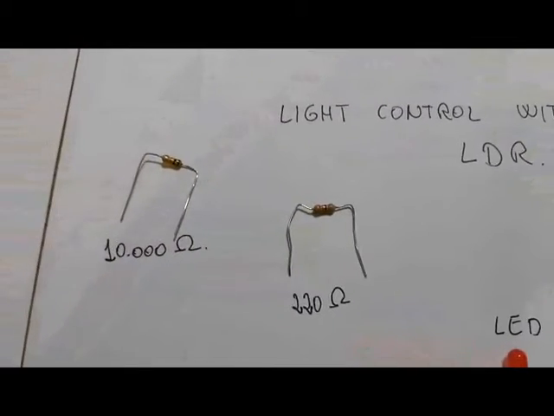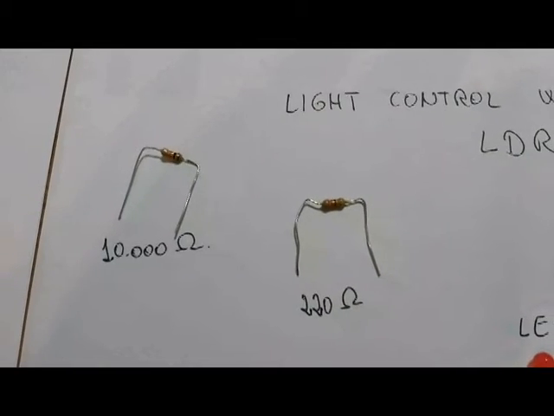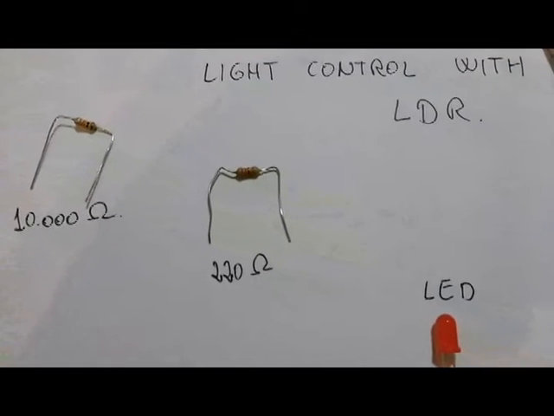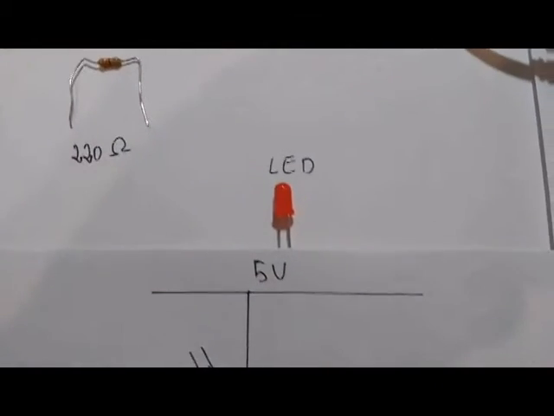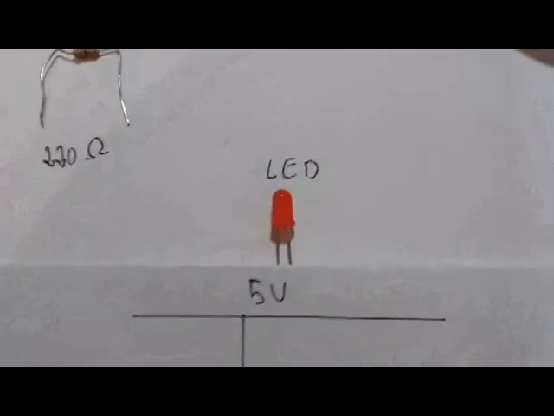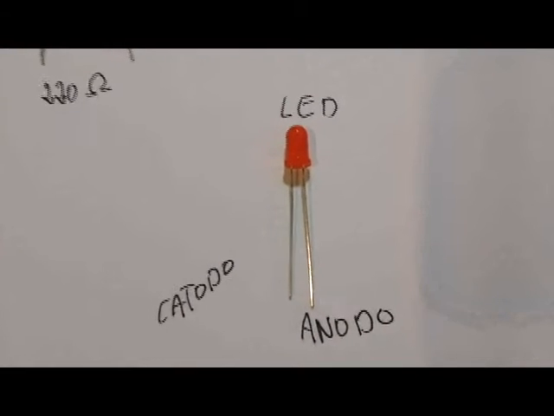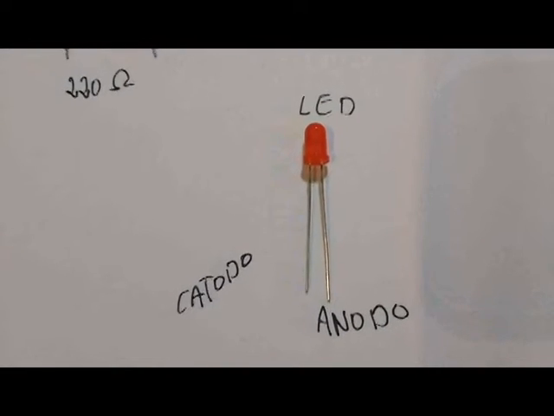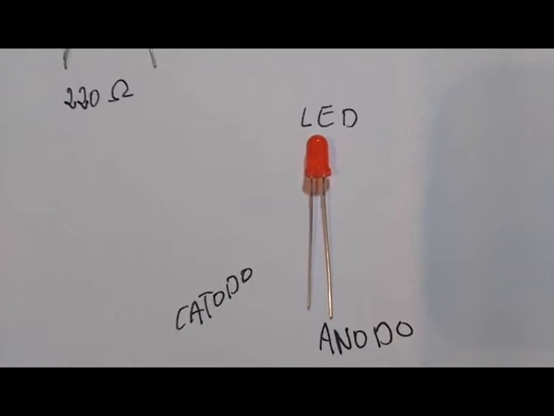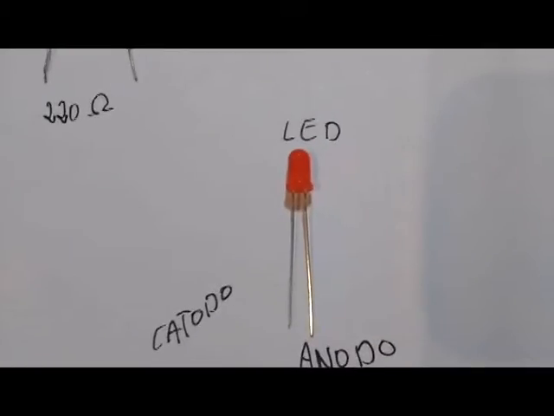The components that we are going to use are two resistors. One of them is 10K and the other one is 220 ohms. As the light source, we are going to use an LED. You know that an LED has two terminals, the cathode and the anode. The anode is the longest terminal and is going to be connected to one of the output pins of our Arduino board.